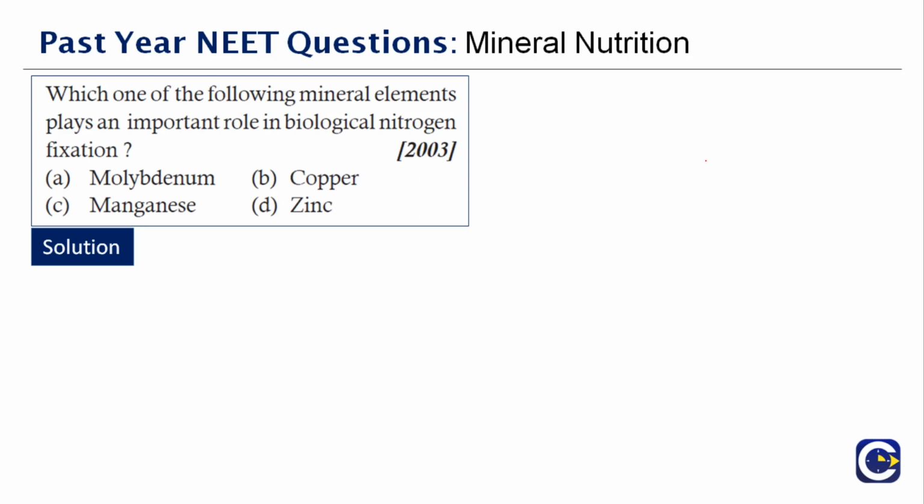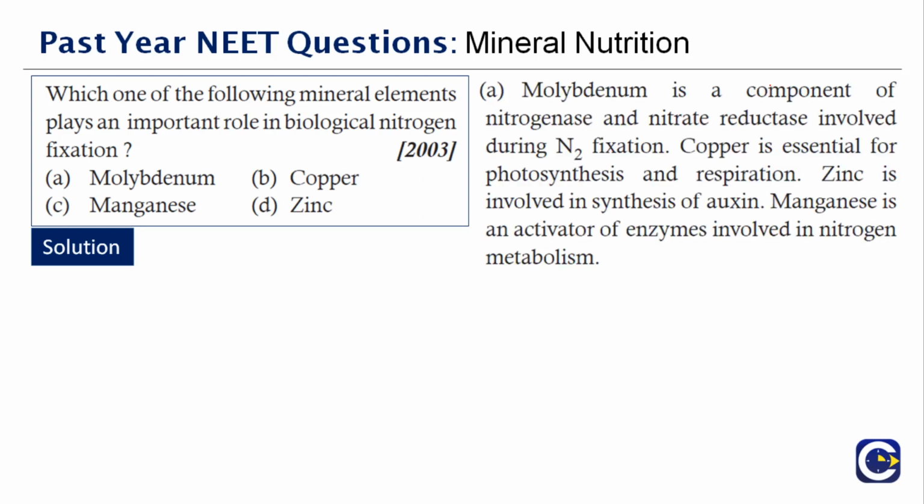If you take the other elements here, we have copper, manganese, zinc, but actually molybdenum will reduce the amount of toxins that get accumulated on the roots. If you take copper, it is essential for photosynthesis and respiration. Zinc is involved in the synthesis of auxin, which is one of the plant growth factors. Manganese is the activator of the enzymes involved in nitrogen metabolism. Therefore, the right answer is option A.